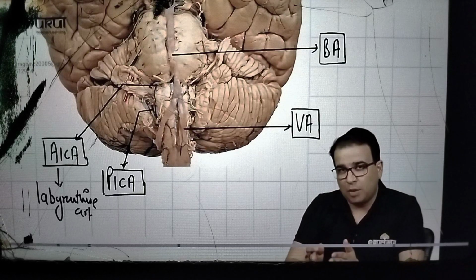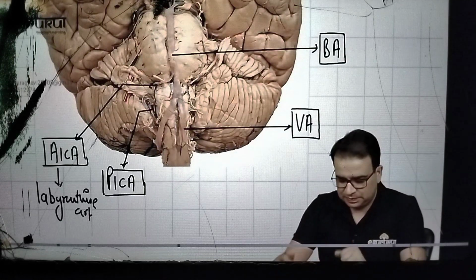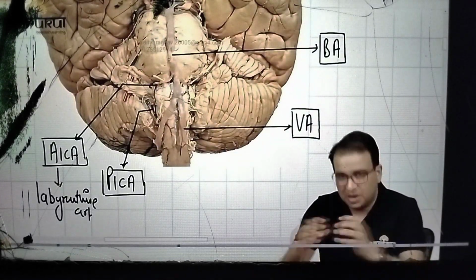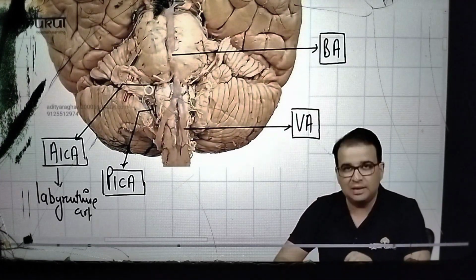But most commonly it's a branch of the anterior inferior cerebellar artery. It may come from the basilar also. So if you're looking for a major artery coming from the lower part or the initial part of the basilar artery, that is the anterior inferior cerebellar artery.